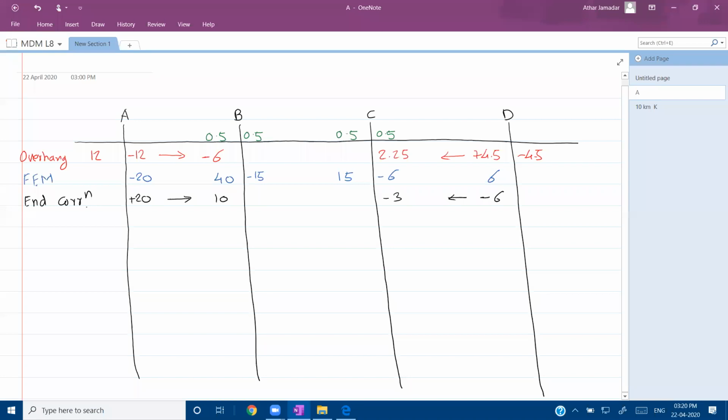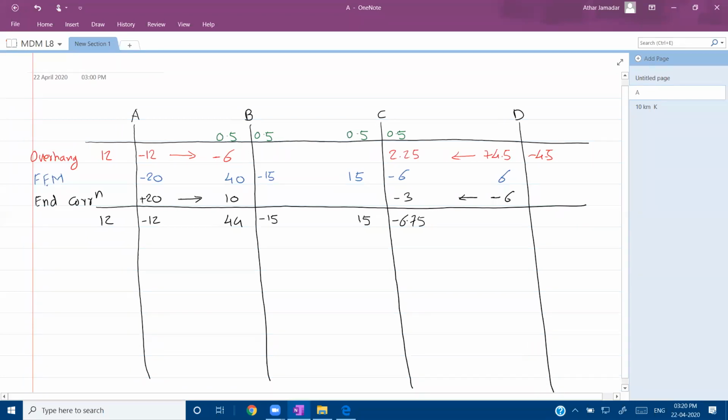In this case, now we have to take summation of all the moments. So here it will be plus 12, then plus 20, minus 20, and minus 12. The answer will be minus 12. Here 40 plus 10, 50 minus 6 is going to be 44. This is minus 15. This is plus 15. This 2.25 minus 6 minus 3, it is going to be minus 6.75.